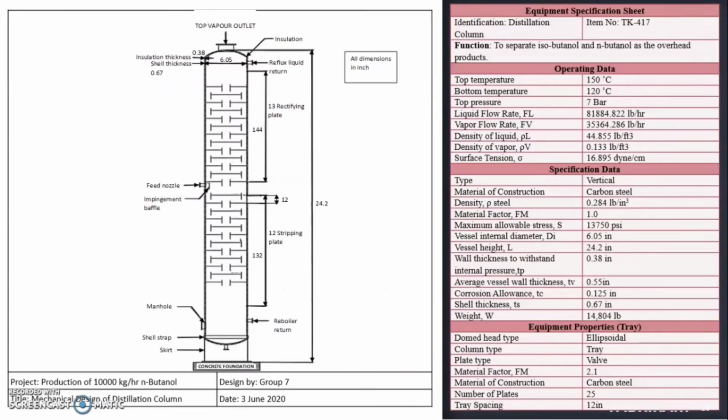For the next mechanical design, it is for the distillation column, which is to separate isobutanol and n-butanol as the overhead product. The operating data and specification data are given in the equipment specification sheets, where in this design, the dome head type used is ellipsoidal. This is the tray distillation column, where it consists of 25 plates, 13 rectifying plates and 12 stripping plates. All of the dimensions and the detailed design are given.